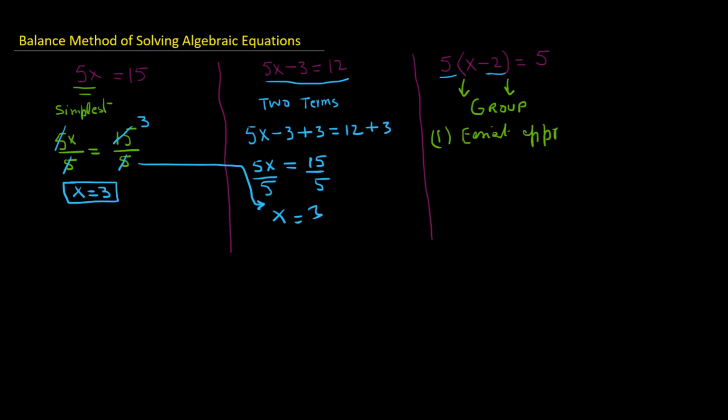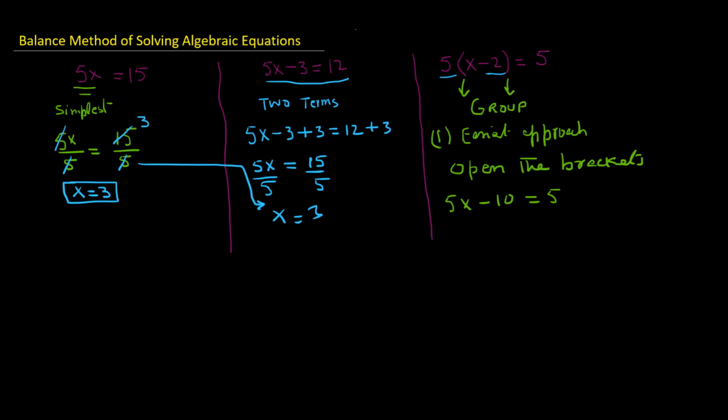If there is one bracket or if there are two brackets, open the brackets first. Open the brackets, or parenthesis, whatever. So if I open the brackets, I get 5x minus 10 equals 5. We are not doing anything extra on the left hand side. We're just opening the bracket using the distributive property of numbers.